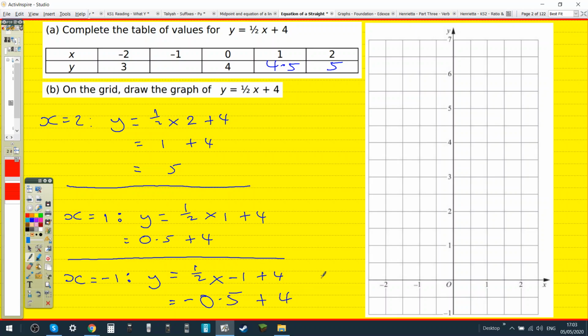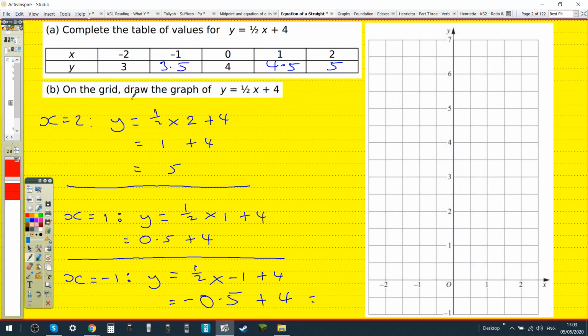Okay, so 0 minus 0.5 plus 4. That would be minus 0.5 and this is plus 4. So 3.5. Very good. 3.5. That does part A.